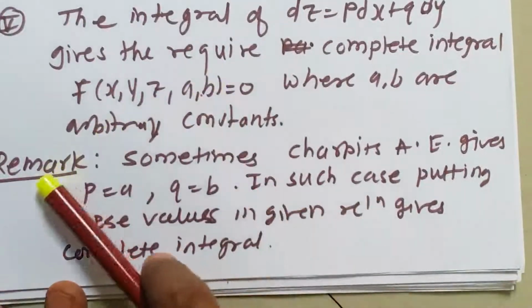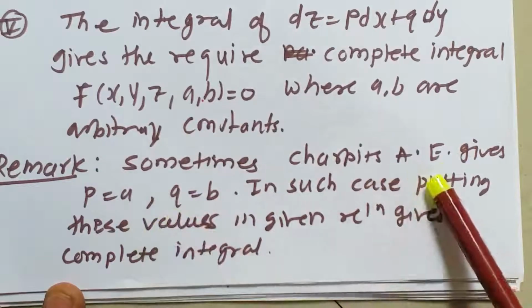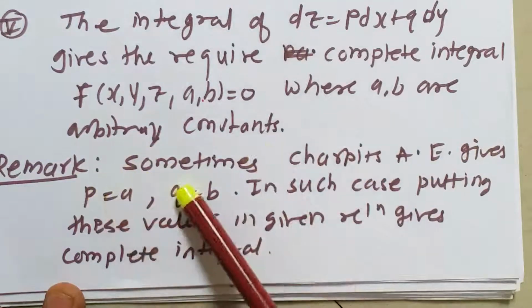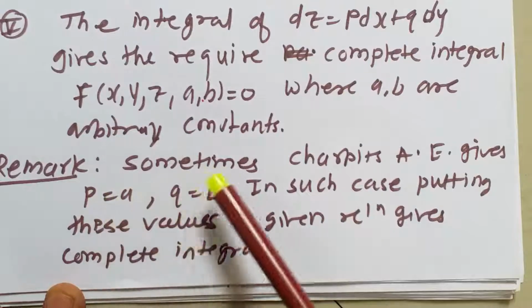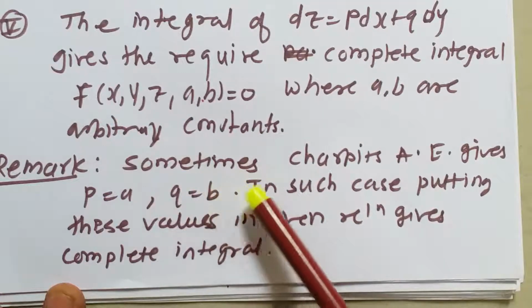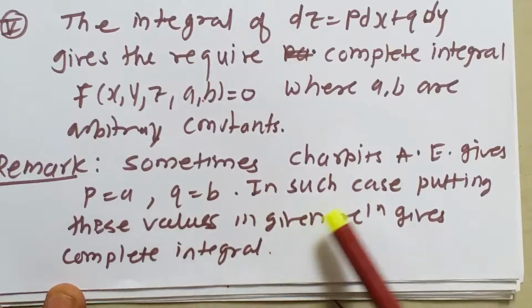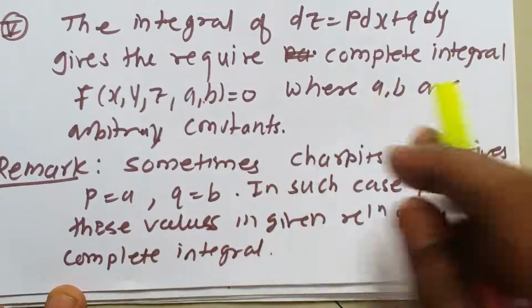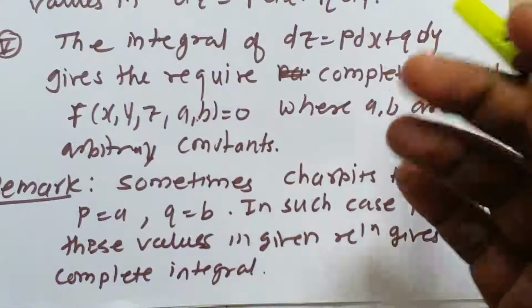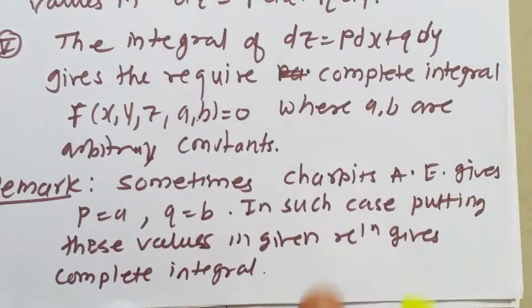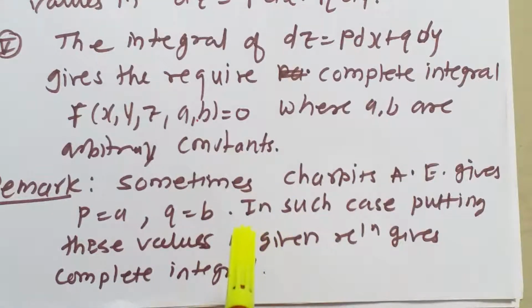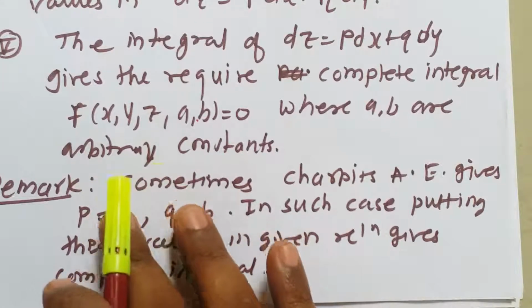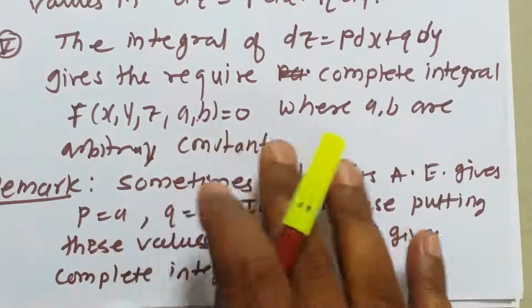Now one remark: sometimes Charpit's auxiliary equation gives directly p equal to a, q equal to b, meaning the values of p and q we get are constants, small a and small b. In such a case, by putting these values in the given relation, we get the complete integral. Whatever equation is given to you, replace p and q by those constants a and b. That gives us the complete integral directly, whenever we obtain p and q in the form of two separate constants.